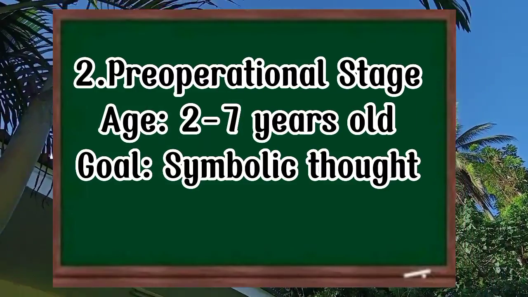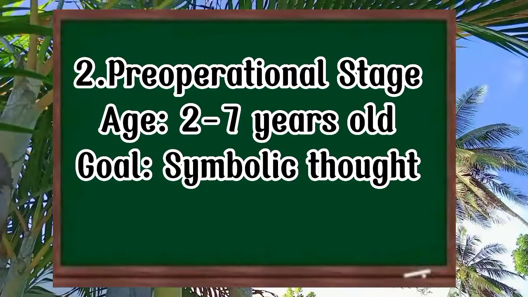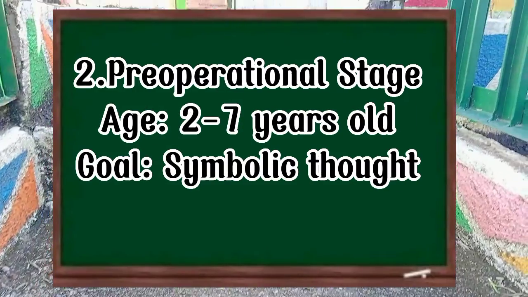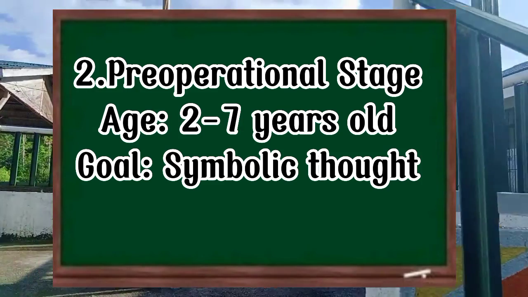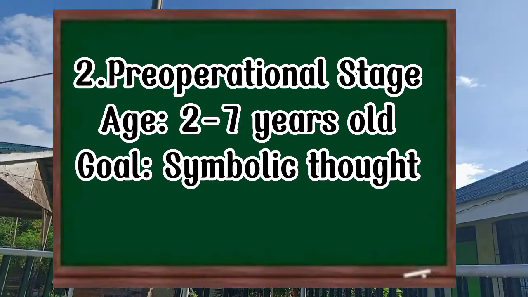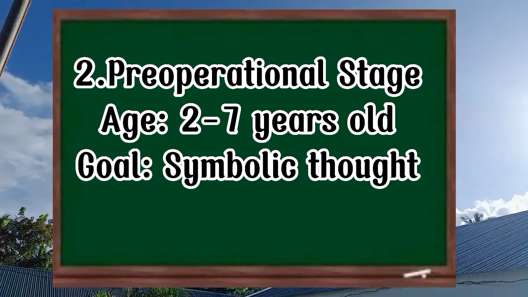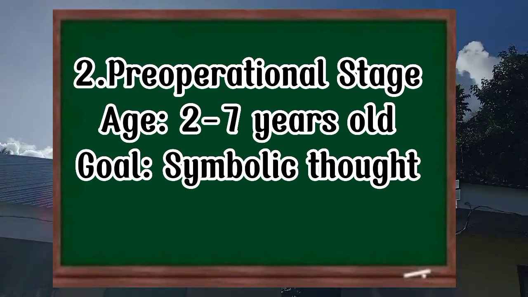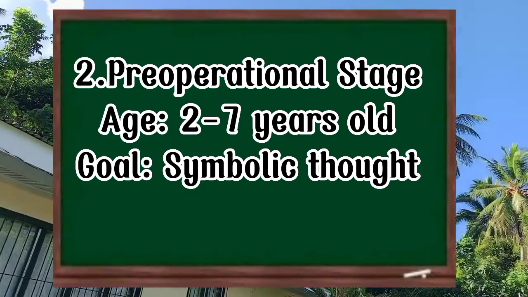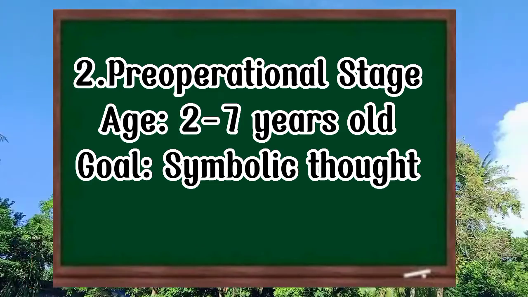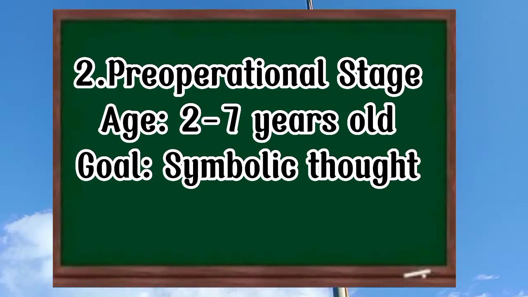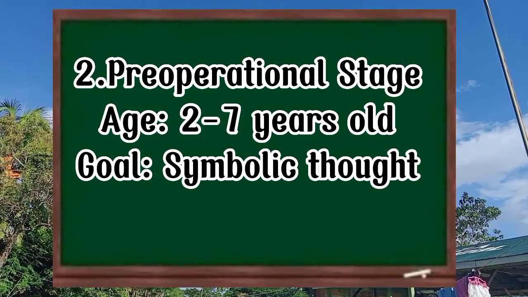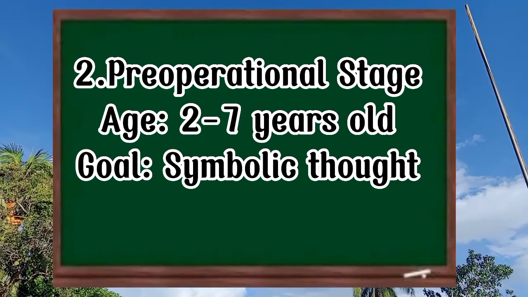The second stage is the preoperational stage. At the age of 2 to 7 years old, children enter the preoperational stage where their ability to use mental representations rather than the physical appearance of objects or people improves greatly. Examples of abstract representation include engaging in pretend play and talking about events that happened in the past or people who are not currently in the room.